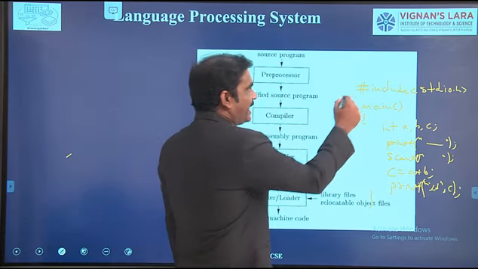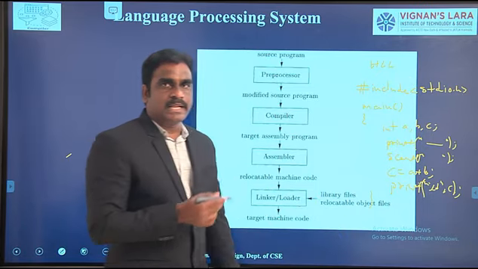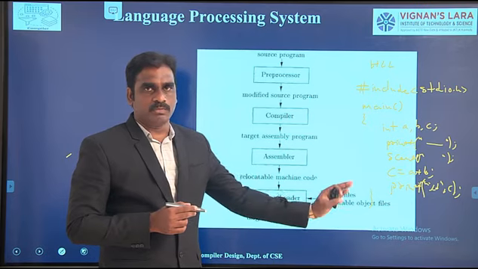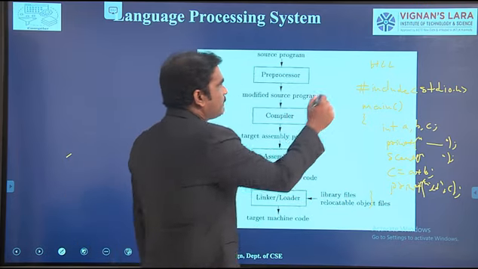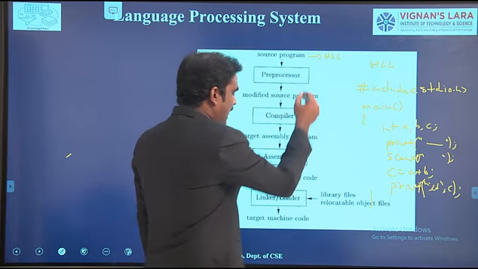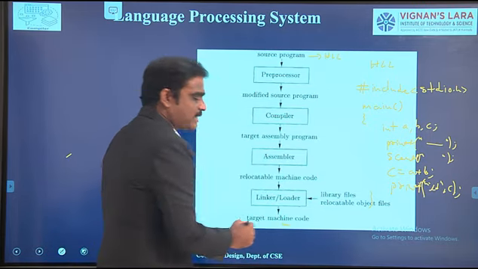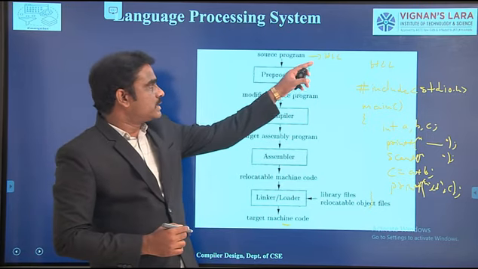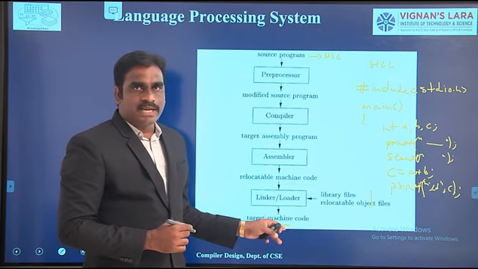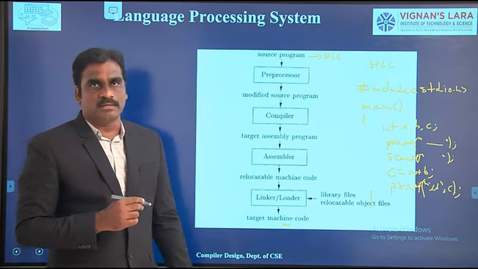So this is a high level language. And the next step is I want to compile this program and it will generate output. So the process of converting the high level language, that is the source program, to a target machine code, a machine understandable code. So this process we can call a language processing system.